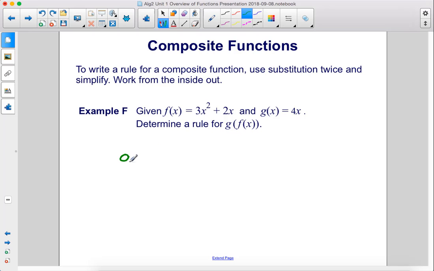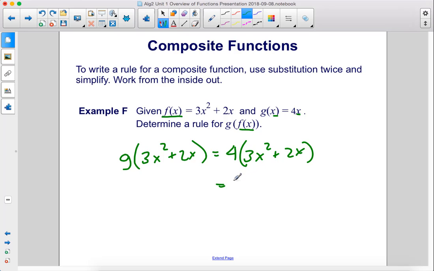All right, so we can write g of f of x. We have f of x right here. That is 3x squared plus 2x. So if we're going to plug this into g, we get 4 times this, 3x squared plus 2x. So simplify this and we get 12x squared plus 8x.